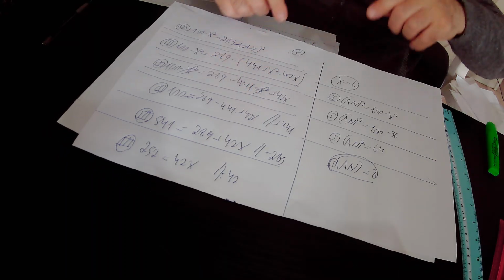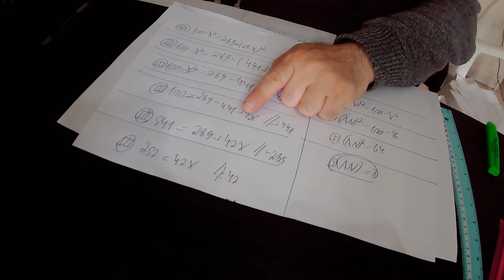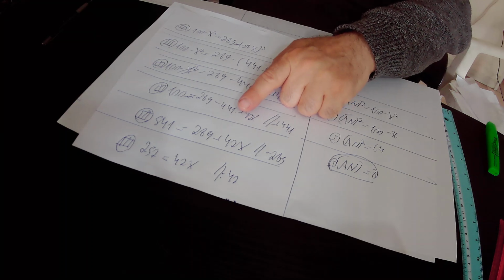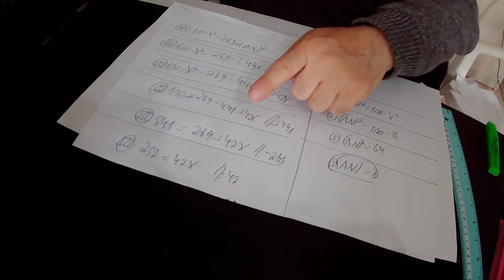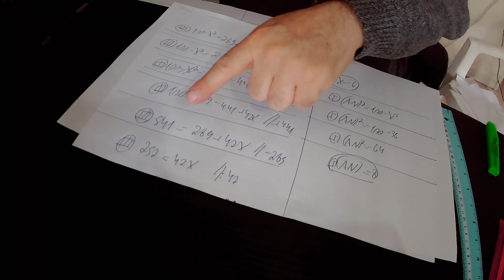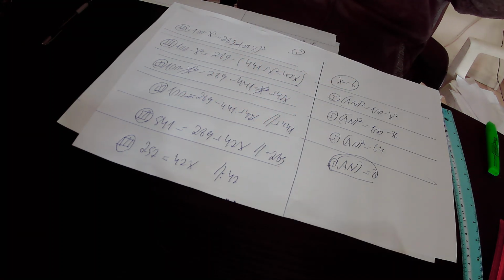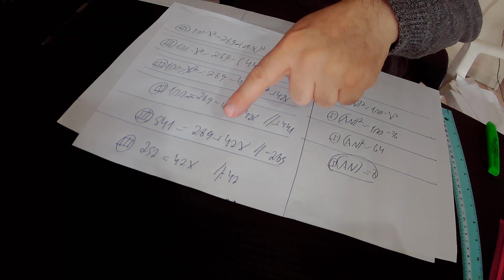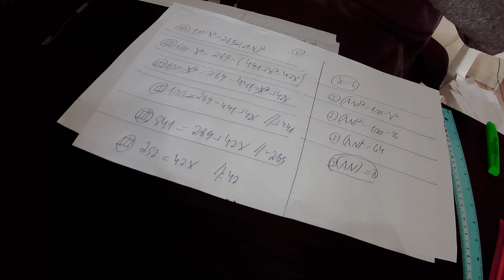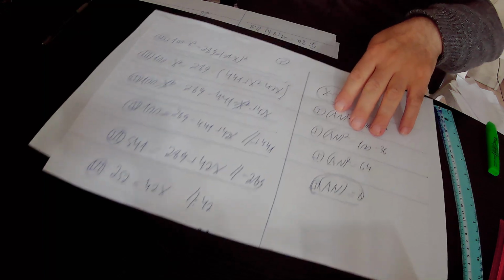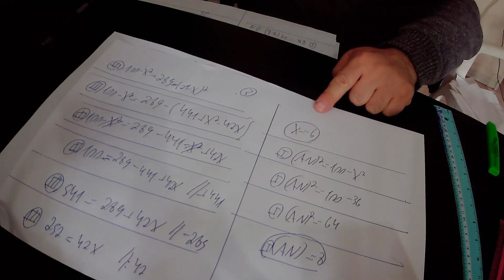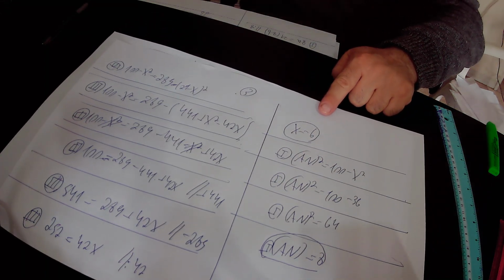Here we subtract 289 from equation 3, and found out that 541 minus 289 equals 252, so actually according to equation 3, we found out that 252 equals 42x. Here we divided this equation by 42, and finally found out that x equals 252 over 42, which is 6. So x equals 6 units.